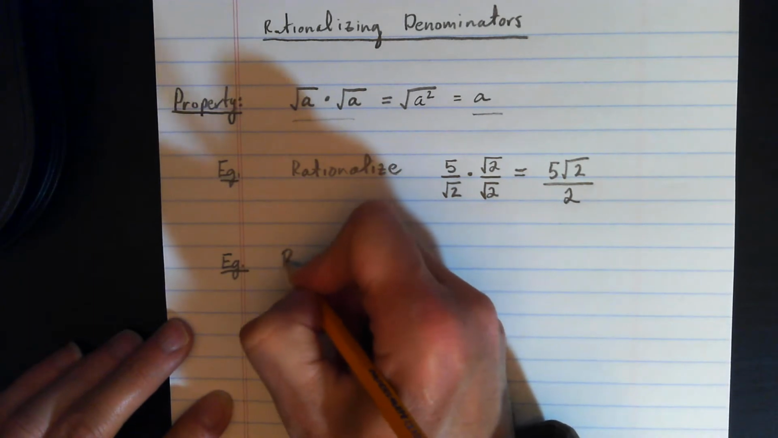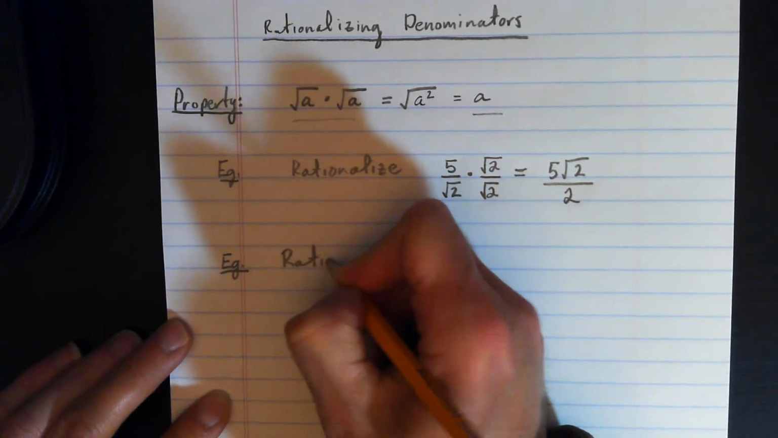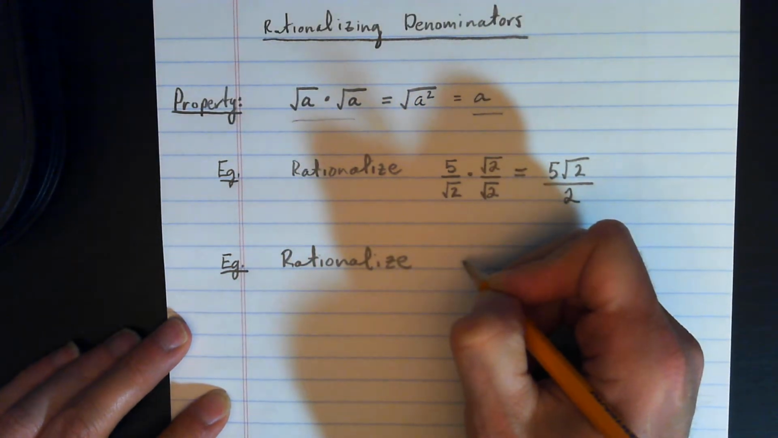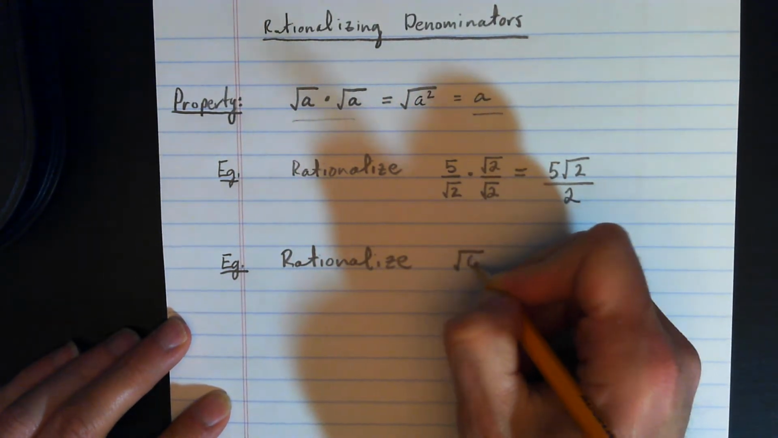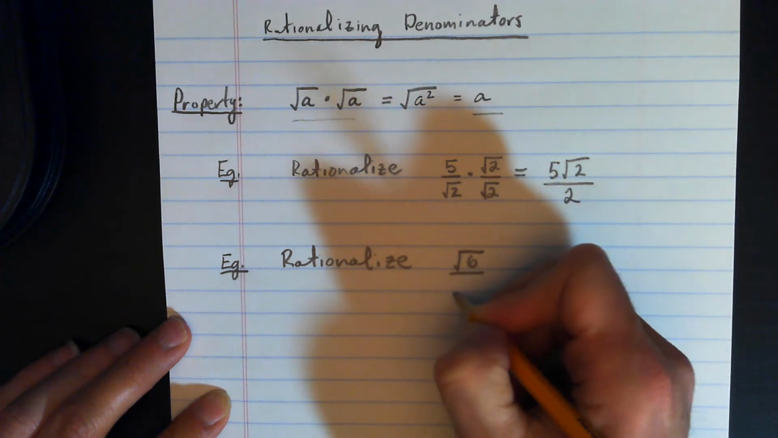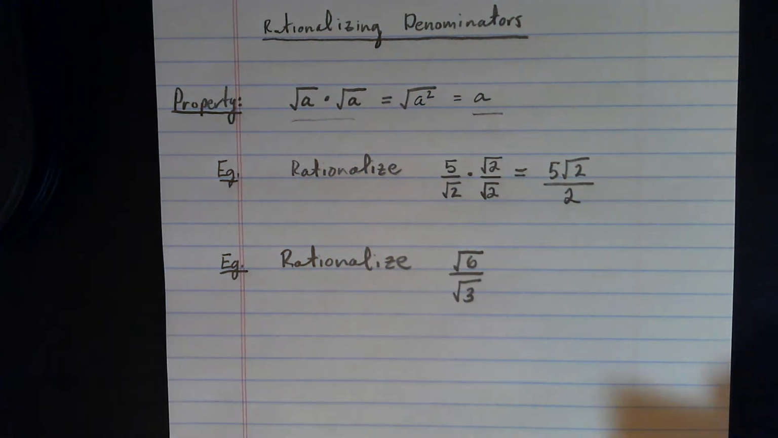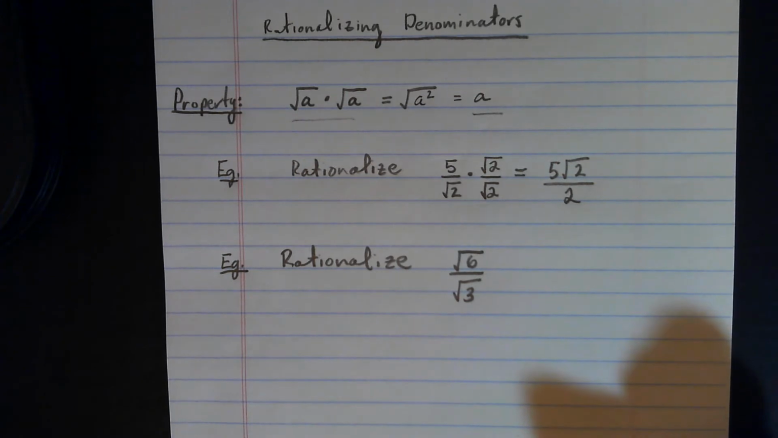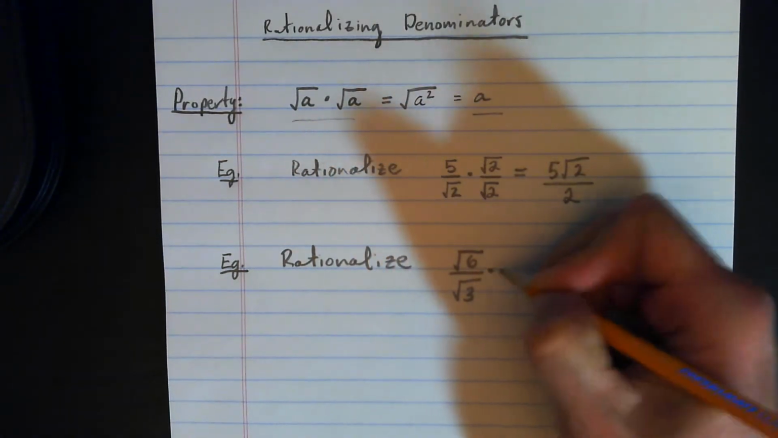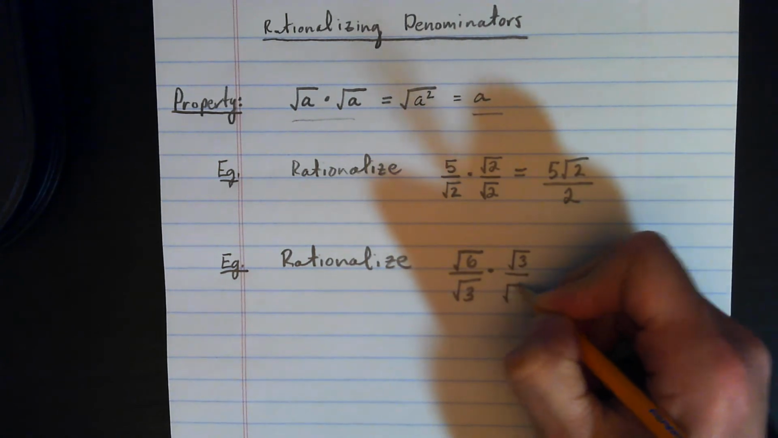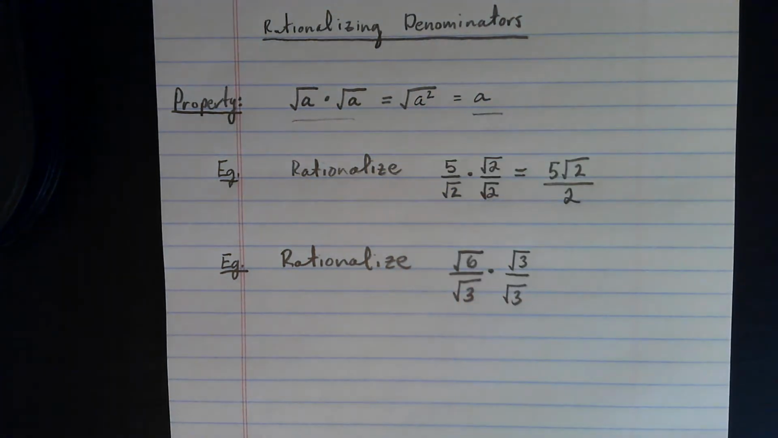Okay, let's rationalize the square root of 6 divided by the square root of 3. Okay, good. Well, again, this one's pretty straightforward. There's going to be a little bit of extra work at the end, but we can get started right off the bat by multiplying the top and bottom by the square root of 3 like that.